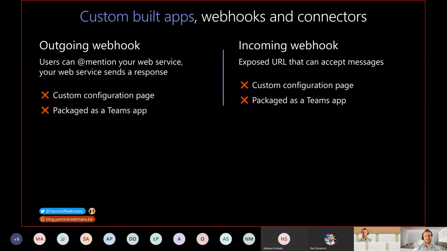The same downsides exist here as well. So you cannot have a custom configuration page and it cannot be packaged as a Teams application. So that also means that if you need more teams with an incoming webhook, or your application needs to send information to different teams inside your organization, an incoming webhook has to be created for each team separately. As a result, your application needs to handle more than one URL because all of those incoming webhooks will have a separate URL. So you have to manage all of these URLs in your custom application.